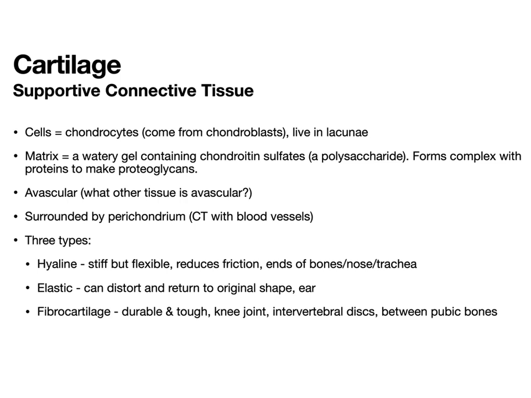And then we have our fiber cartilage, which is durable and tough. It's found in our knee joints, our intervertebral discs, and between our pubic bones. So for fiber cartilage, think of areas that are going to have a lot of high impact activity. It needs to be a little more durable, a little tougher, a little more stiff.